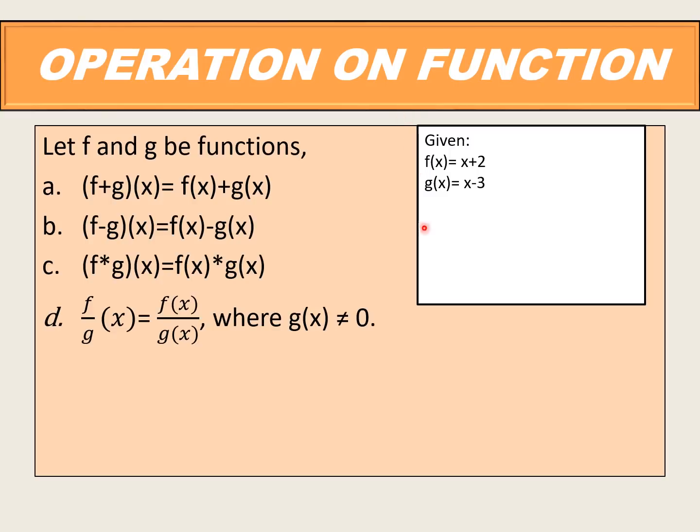Okay, we have here a box. This box contains two functions, function f and function g of the same domain. Now according to function f of x, it is equal to x plus 2. Let me use our pen. The value of f of x is x plus 2. However, g of x, the second function, has a value of x minus 3.